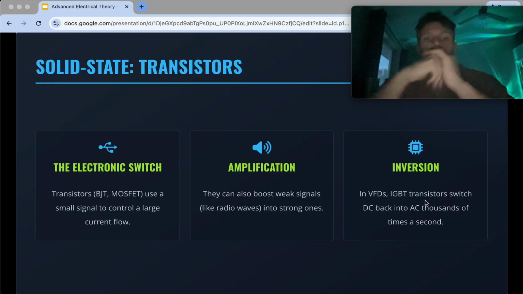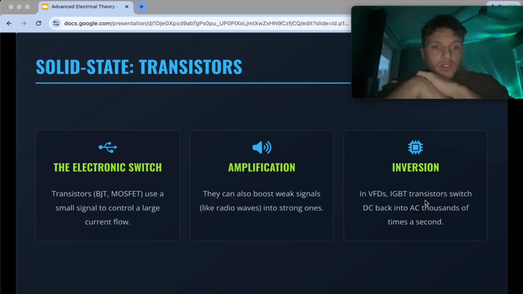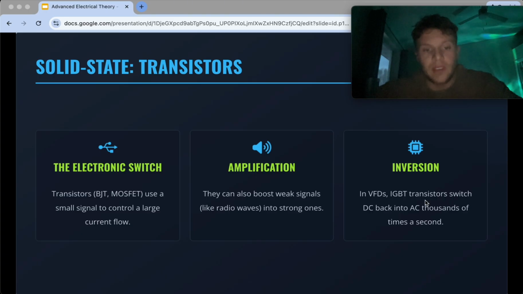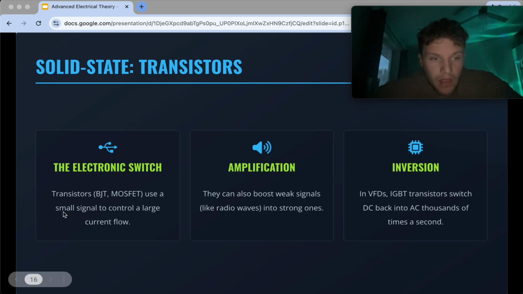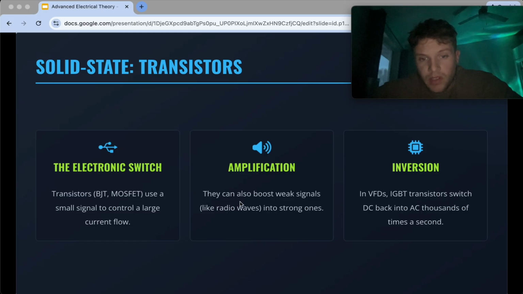So then we can talk about solid state transistors. The electronic switch transistors, BJT or MOSFET, are used as a small signal to control a large current flow. You can use amplification; they also boost weak signals like radio waves into strong ones. And inversion: in VFDs, IGBT transistors switch DC back into AC thousands of times per second.